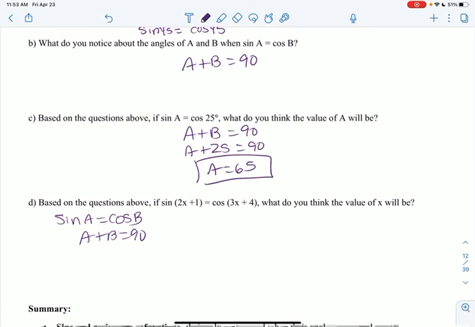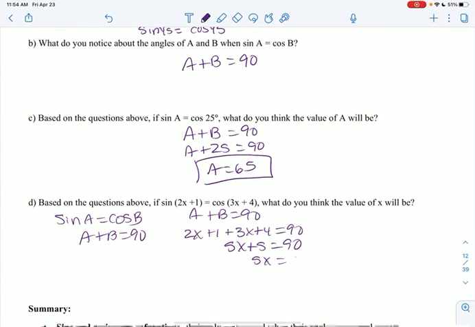All right, so if the sine of 2x plus 1 equals the cosine of 3x plus 4, what is the value of x? Well, we said A plus B equals 90. So 2x plus 1 plus 3x plus 4 equals 90. 5x plus 5 equals 90. Subtract 5, 5x equals 85. Divide by 5, x is 17.